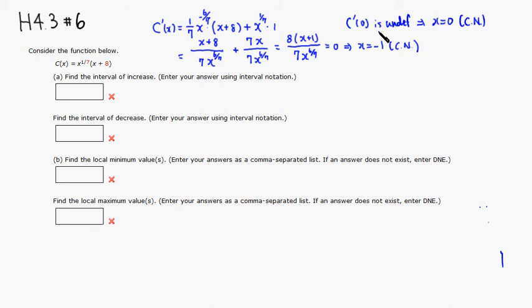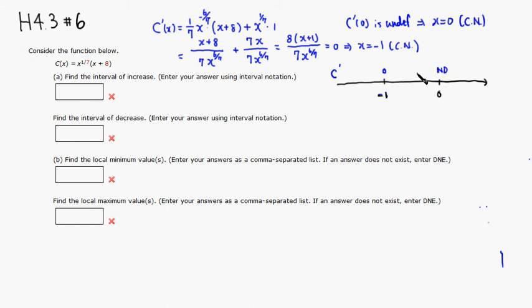Alright, so we're going to do a number line. So here's a number line. Then I'm going to put -1 first, and then 0. Then we're going to look at the sign of c prime. When x equals -1, c prime is 0, and at 0 it's not defined.